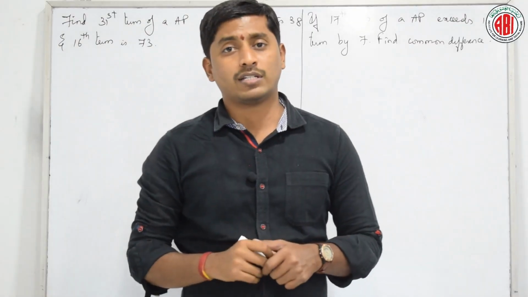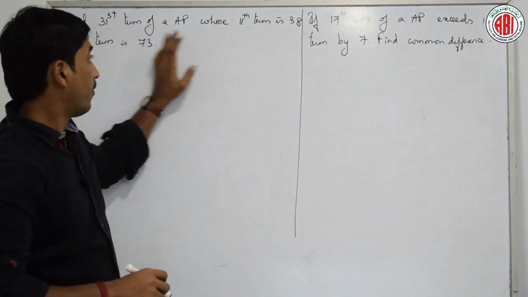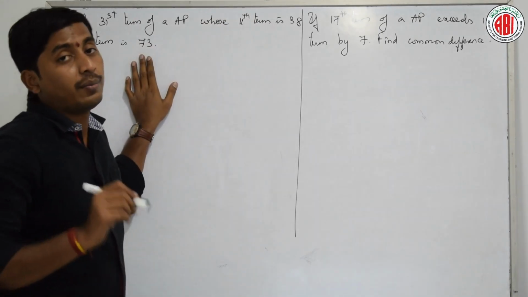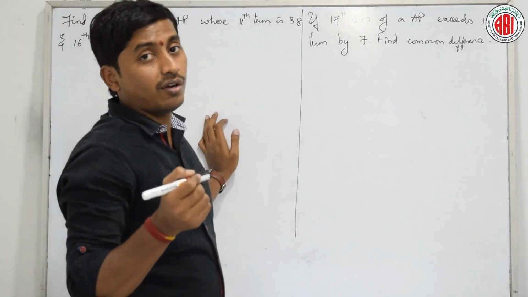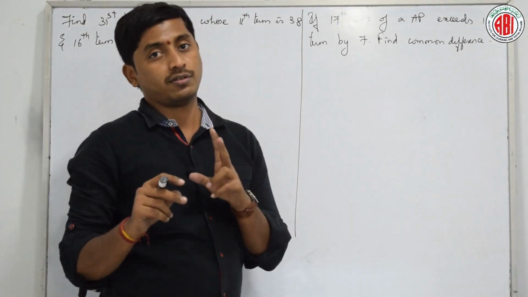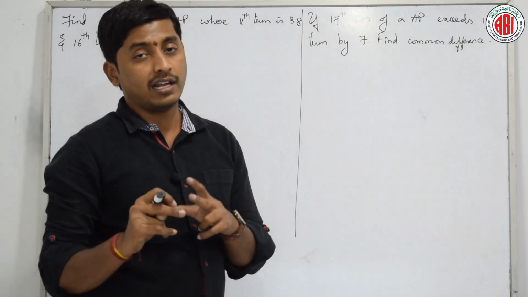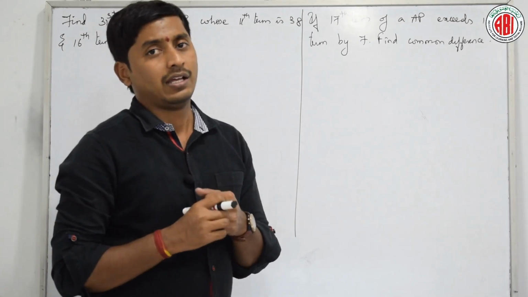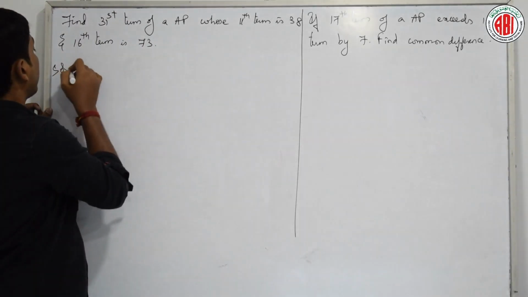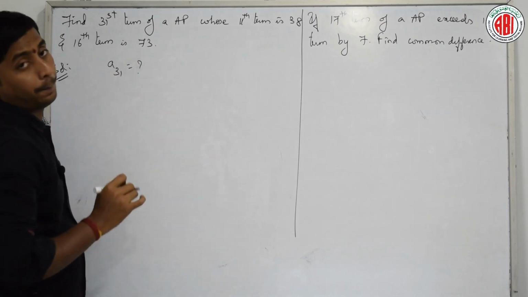Let's do. Look at the question here. He is asking us to find the 31st term of an AP whose 11th term is 38 and 16th term is 73. Just remember, whenever you solve a problem from AP, he will definitely give two conditions. You have to use two conditions in order to find the values of a and d. He is asking us to find the 31st term.